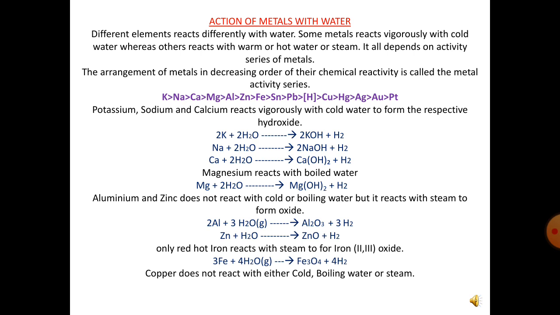You remember the phrase like this: popular scientists can make a zoo in the low humid country more satisfactorily. Popular, potassium; scientist, sodium; can, calcium; make, magnesium; aluminium; zoo, zinc; in, iron; the, tin; low, lead; humid, hydrogen; country, copper; more, mercury; satisfactorily, silver; and gold and platinum.